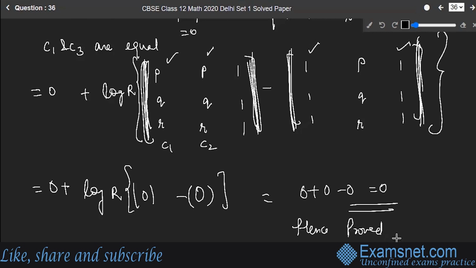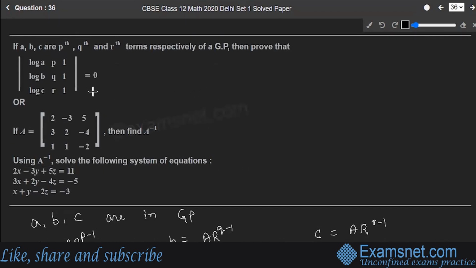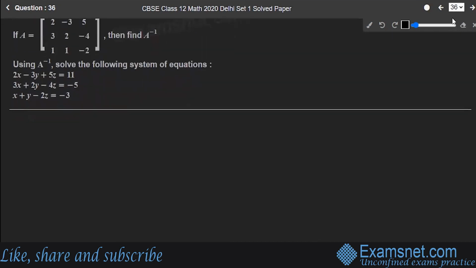because we had to prove this thing only in the question, right? Hope you understood that. We have proved the first part. Now let's move to the second part of the question, that if A is given to you as this matrix, you have to find out A inverse. Using A inverse, you have to solve these three equations. Fine, let's go. So here's the B part.